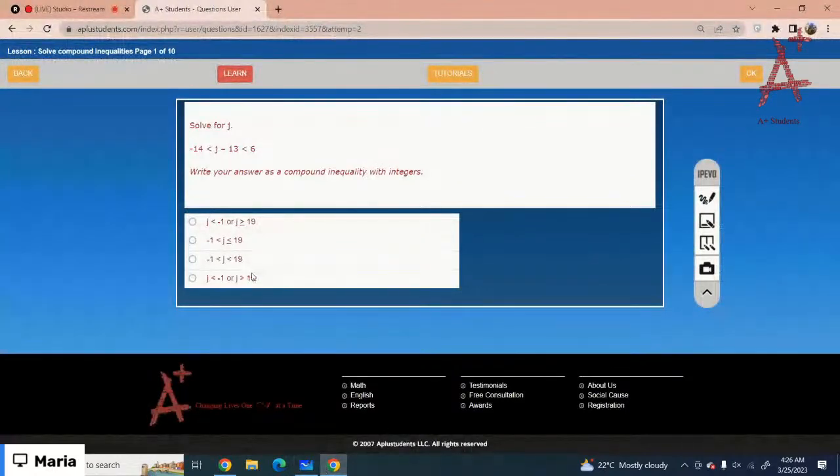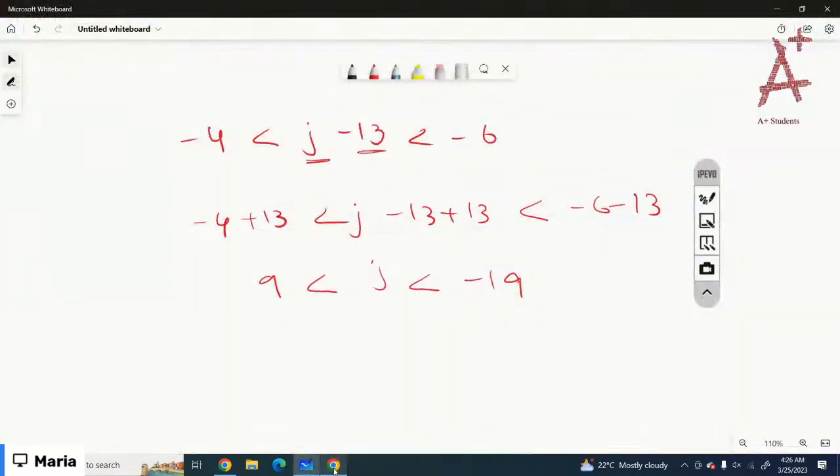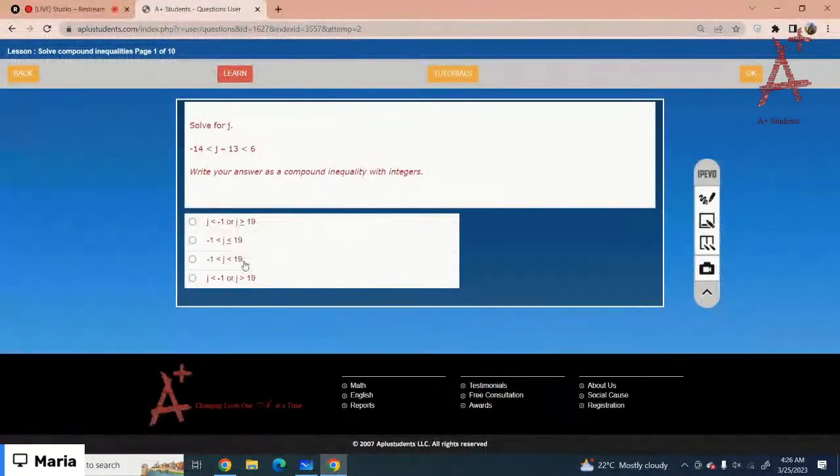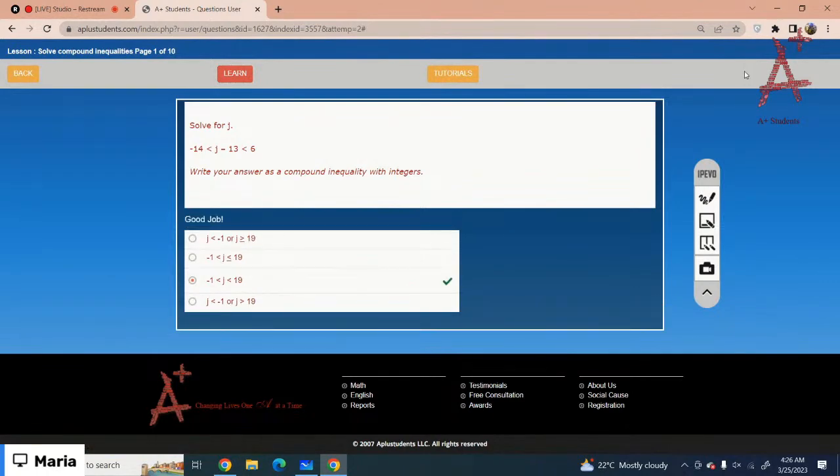It would be negative 1 is less than j less than 19. Option number 3 is the correct option. So just select the correct option, then click on the OK button.